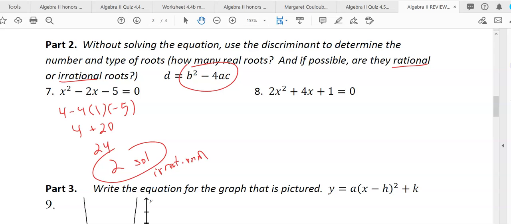Let's try this one. So b squared is 16 minus 4 times 2 times 1. 16 minus 4 is 8. Oh, wait. Yeah, okay, that's right. 16 minus 4.